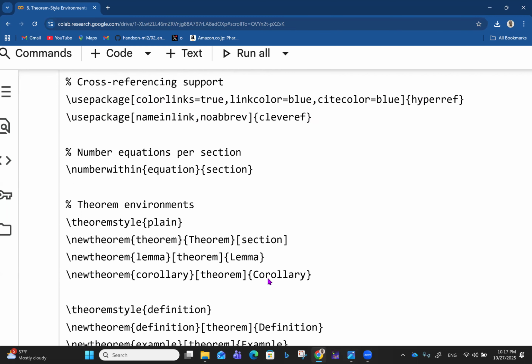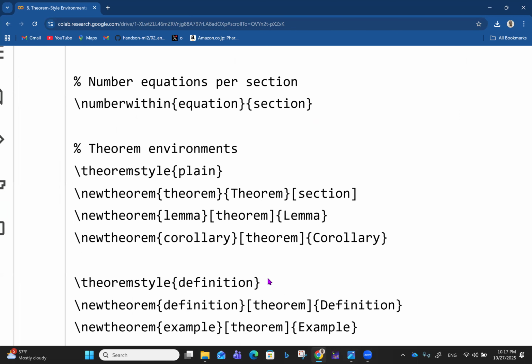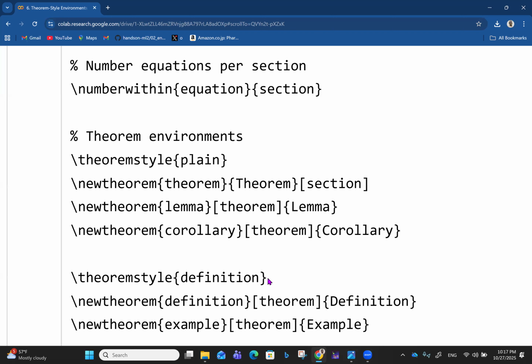Then we have numbering of equations per section. So if you're interested in making sure that equations are numbered according to sections, such that maybe in section one you have five equations, and then you want your equations to be something like equation 1.1, 1.2, 1.3, 1.4, 1.5, then you need to use backslash numberwithin equation section. So the equations will be numbered according to sections. If not, the equations will be numbered according to the document like that. So you can have, maybe in section 5, equation 7, if you don't do this section thing.